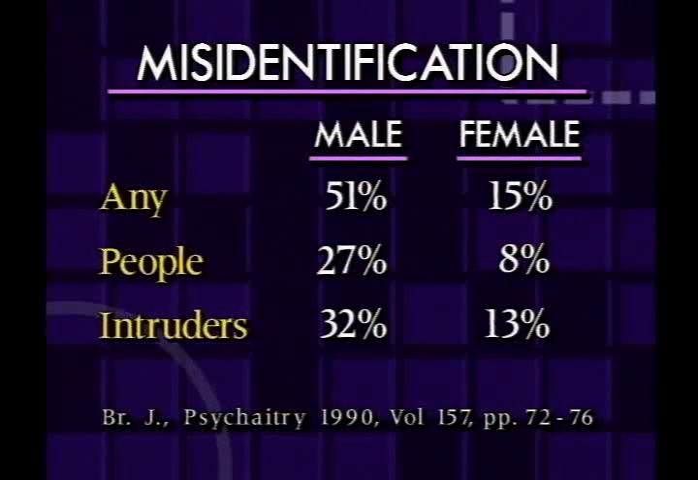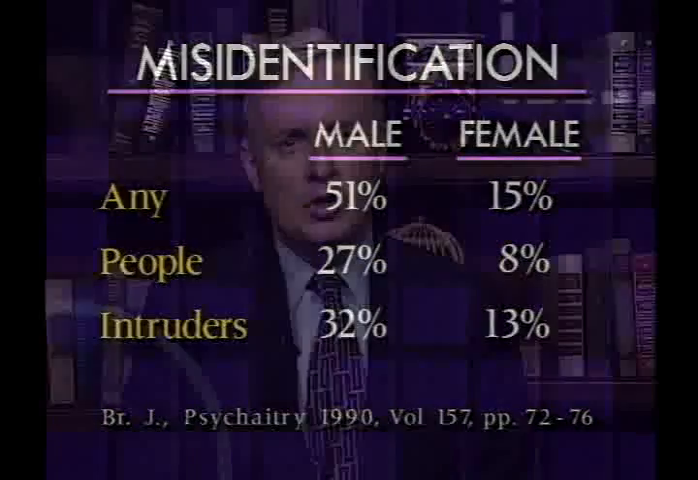Likewise, misidentification of individuals is fairly common. Almost a half of males and 15% of females misidentified, with many patients misidentifying people, 27% of males, and also many patients with dementia feeling like intruders are in their room or in their house, up to a third of males and 13% of females. So misidentification of individuals within their family or just individuals in general is a fairly common symptom in patients with Alzheimer's disease or other types of dementia. And this can lead to agitation and anxiety.